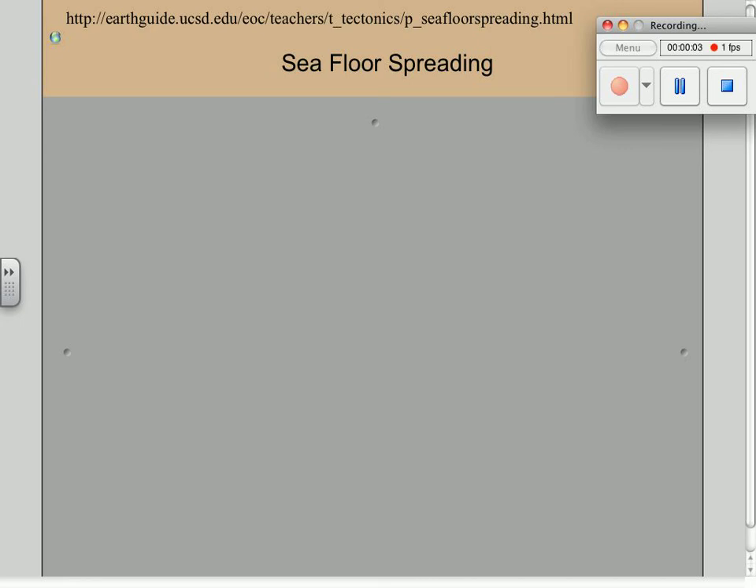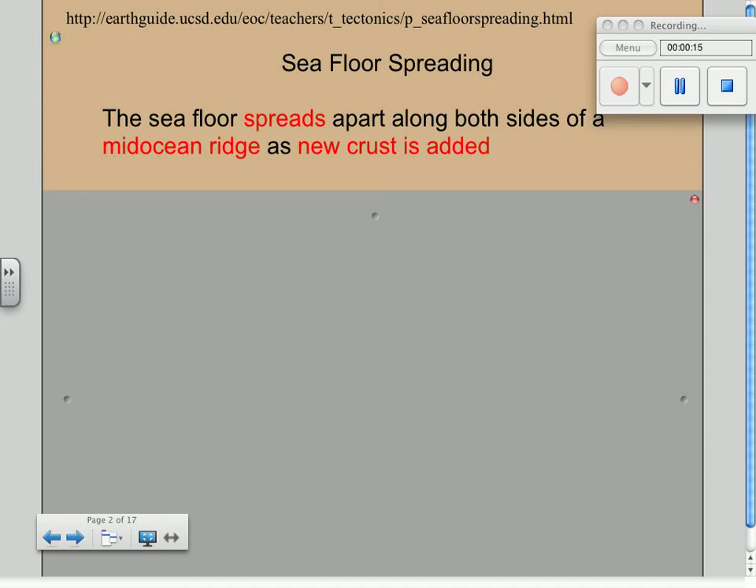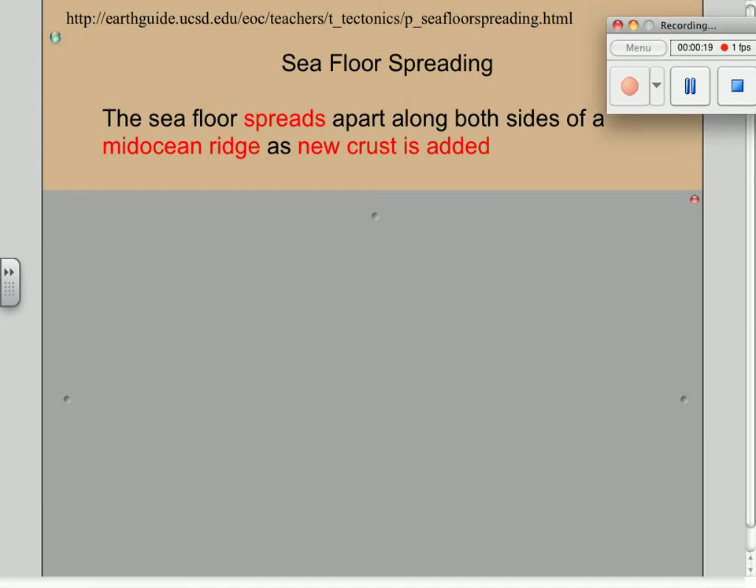Turn to your notes where you have the title at the top of your page that says Seafloor Spreading. This is on the back of your convection picture. The seafloor spreads apart along both sides of the mid-ocean ridge as new crust is added.